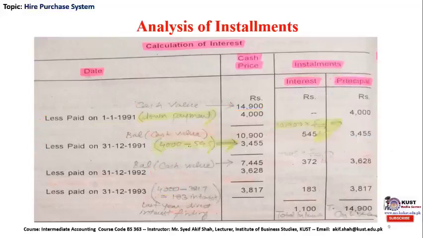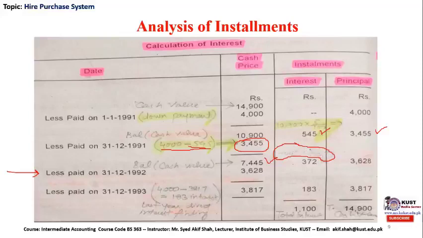Just subtract this interest from your annual installment of this hire purchase, and the remaining amount will set off the outstanding balance. So 3,455 was paid as principal amount and 545 was the interest payment in the first installment. Similarly, let's discuss the second installment to be paid on December 31st, 1992. The cash value or outstanding balance left over was 7,445. So once again, you have to use this formula.